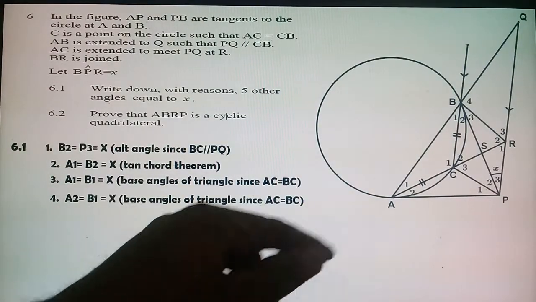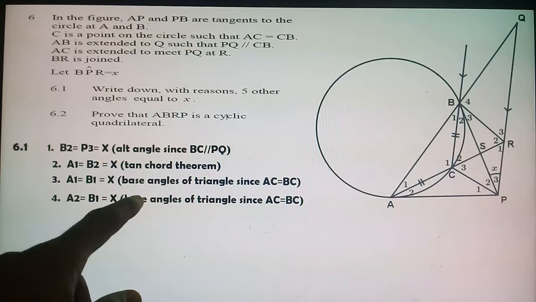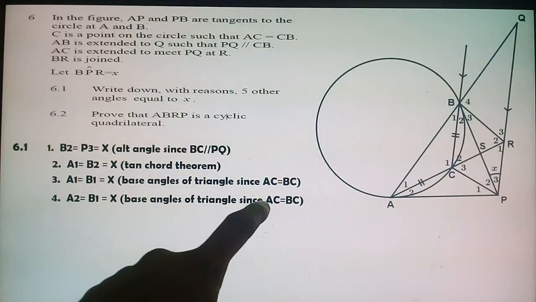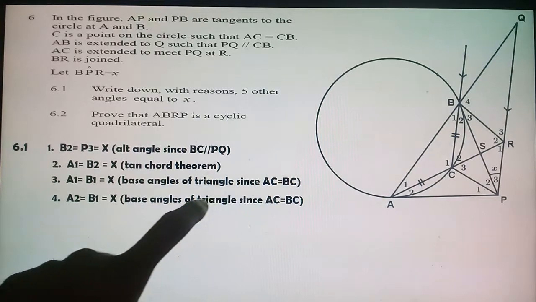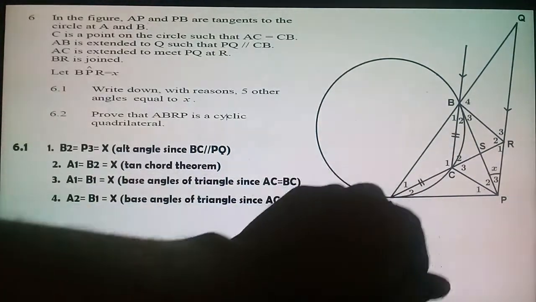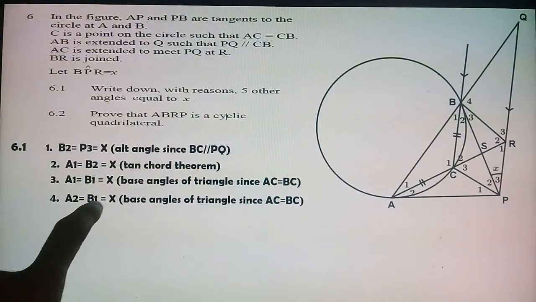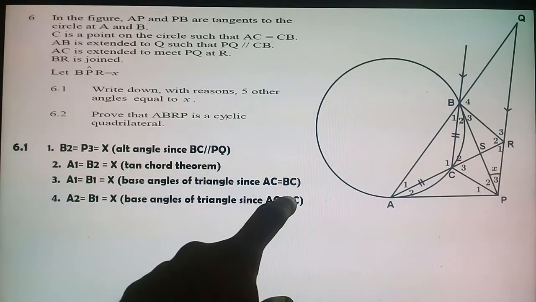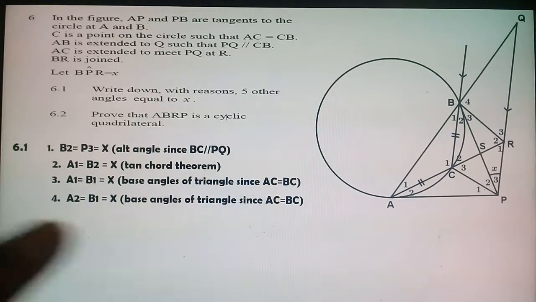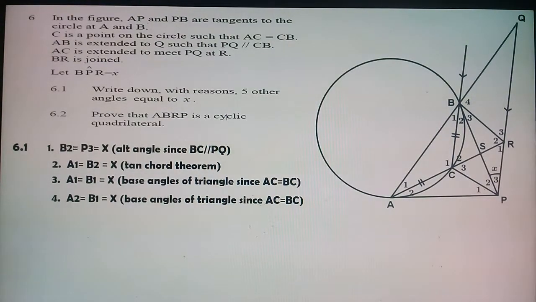The reason for that, since both are angles of the triangle, should be the tan chord theorem. A2 equals B1, and the reason is the tan chord theorem. You know that one.